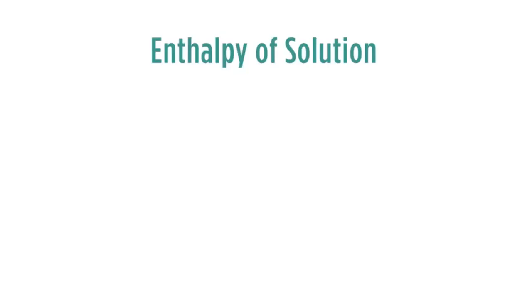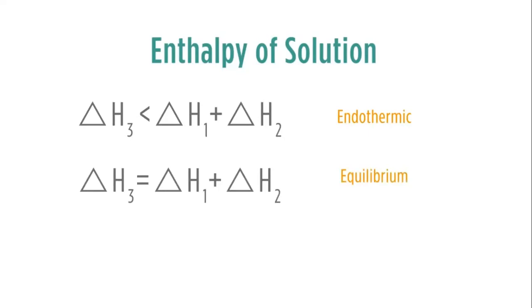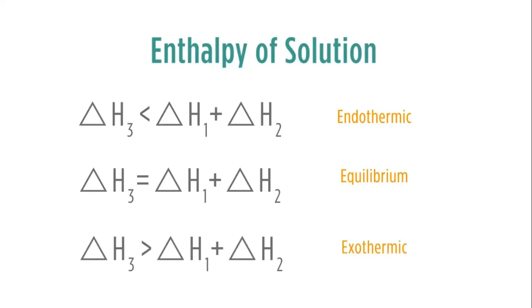If delta H3, the solute and solvent interactions, is less than the enthalpy for the solute and the solvent, delta H1 plus delta H2, then it will be endothermic. If delta H3 is equal to delta H1 plus delta H2, then it will be at equilibrium. And if delta H3 is greater than delta H1 plus delta H2, then it will be exothermic. Often cold packs or hot packs are actually just a solvation process, either an endothermic solvation process in the case of a cold pack, or an exothermic solvation process in the case of a heat pack.